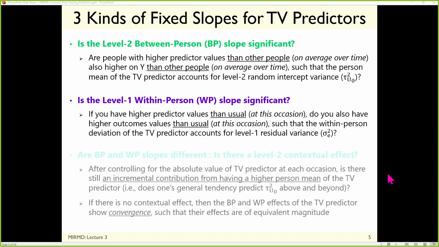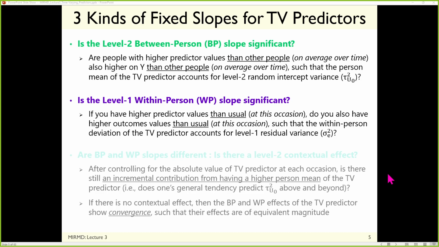So at level 2, are people with higher predictor values on average over time than other people also likely to be higher on the outcome on average than other people? And if so, that between person relationship should reduce the random intercept variance of your outcome. So the key idea here is more than other people on both X and Y.